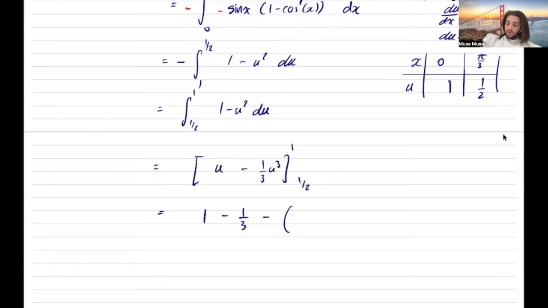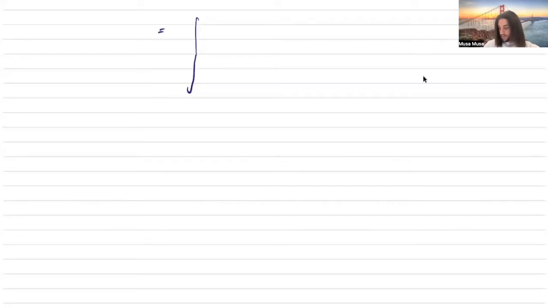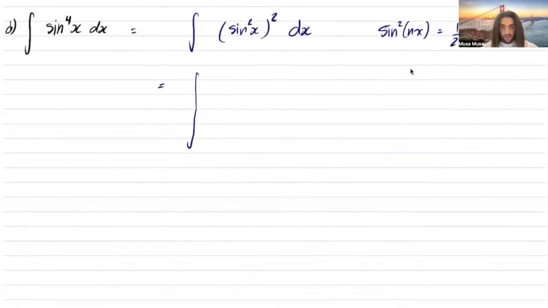Again, I'm awfully too close to that corner. So this becomes the integral. I don't know why that closed off. Oh, that's not good. Okay, I think something went wrong, but hopefully nothing cut out too bad.